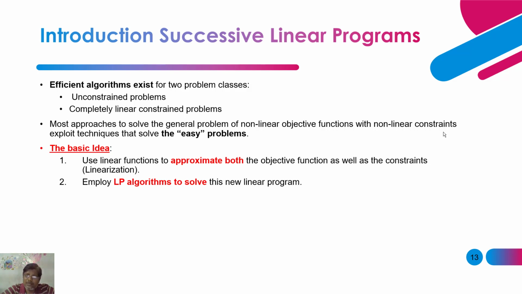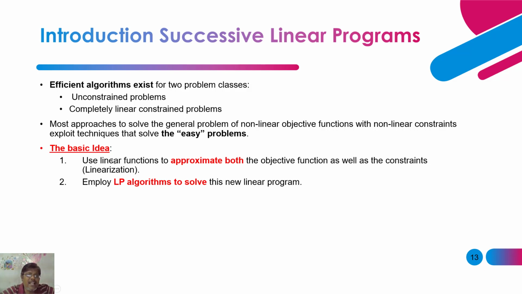What are the easily available techniques? Linear constraint algorithms already exist, and unconstrained problem algorithms already exist. So either you make the nonlinear into linear, or you convert the constrained into unconstrained. By converting this, you can use the already existing algorithms to solve the complex problems. That's what is being explained here.